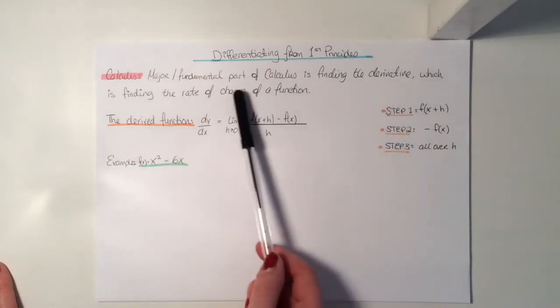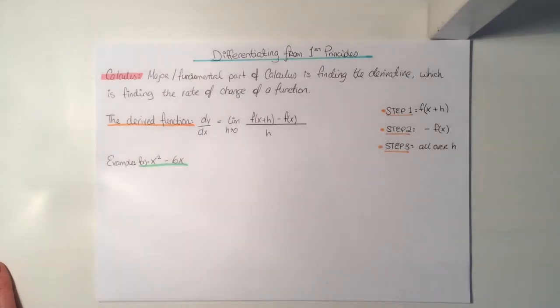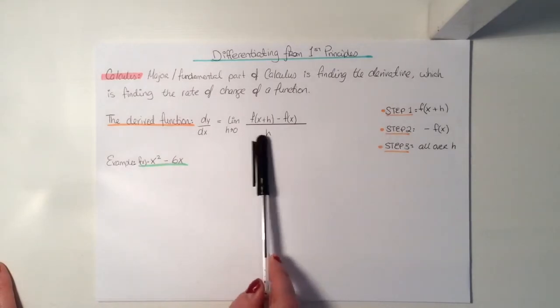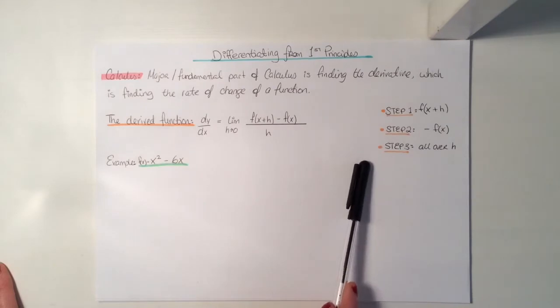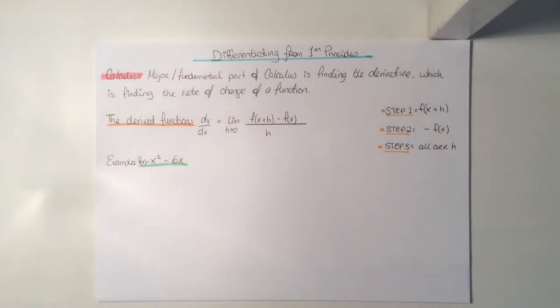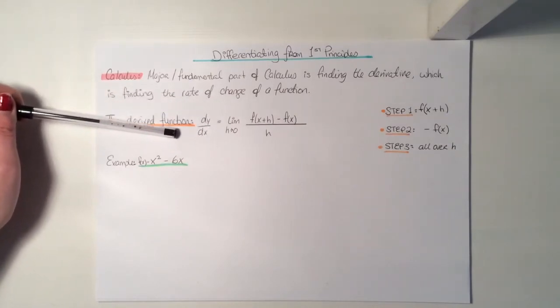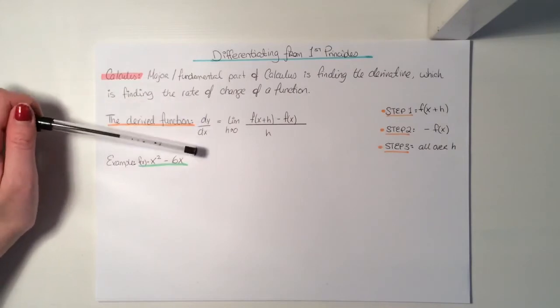Therefore, you'd have to go about using this formula here. So this is the derived function, our formula for first principles. You can see I've broken it up here into 3 steps that we can follow to get through it. This here is our notation for differentiating: dy over dx, so dy dx.